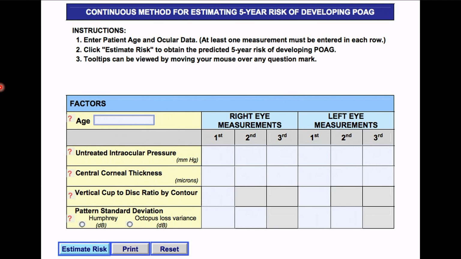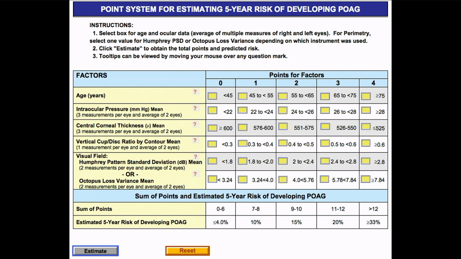So this one is the continuous one, and this is the point system. Both of them you will find on the Ocular Hypertension Treatment Study website. Then you estimate, and it will give you the risk immediately. And this is a link for the website.